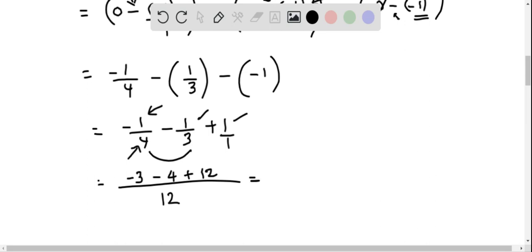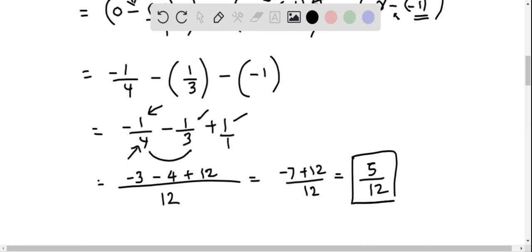So let's simplify this. This is basically negative 7 plus 12 divided by 12, and 12 minus 7 is 5. So we are getting 5 twelfths for the first area, that is, the area of the shaded region A is 5 twelfths, and this is in square units.